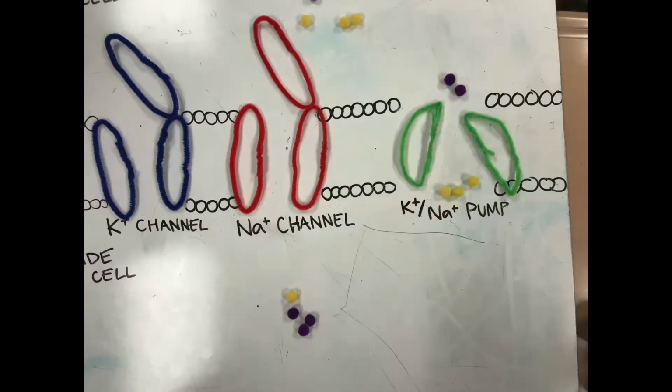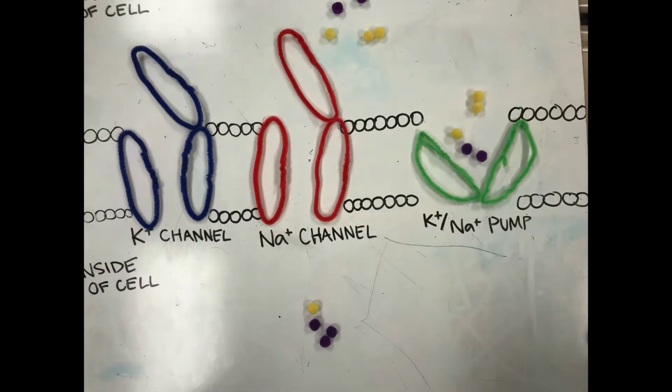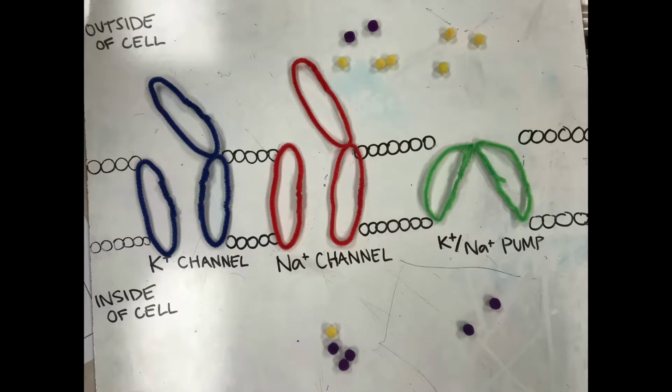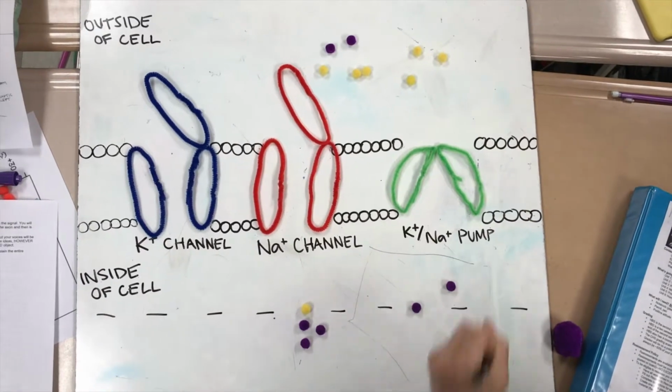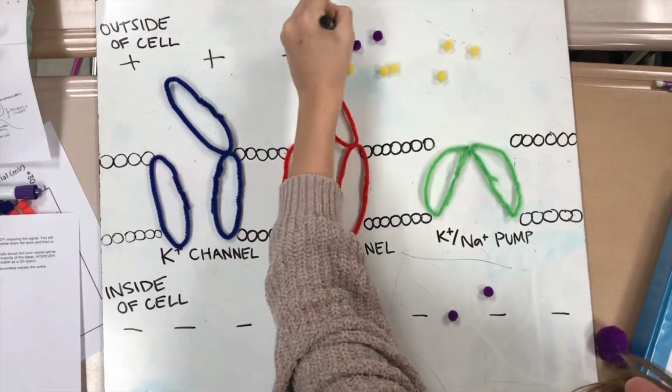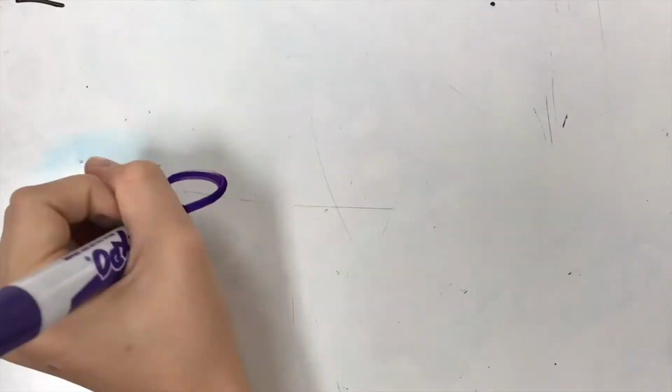To begin this process, the sodium-potassium pump is actively working, pumping 3 sodium ions outside the cell for every 2 potassium ions that it pumps in. This causes the exterior of the membrane to be more positive and the inside to be more negative. This is resting potential.